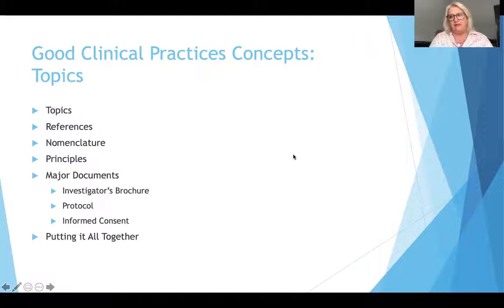Major concepts that I'm going to talk about today include references, nomenclature, the principles, and major documents, specifically the investigator's brochure, the protocol, informed consent, and putting it all together.